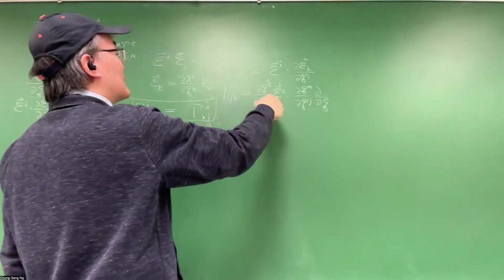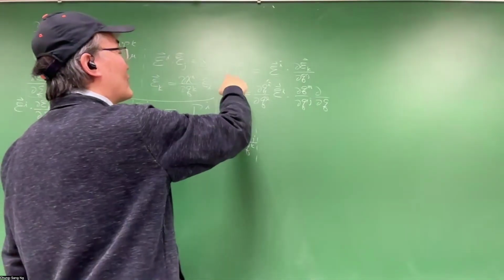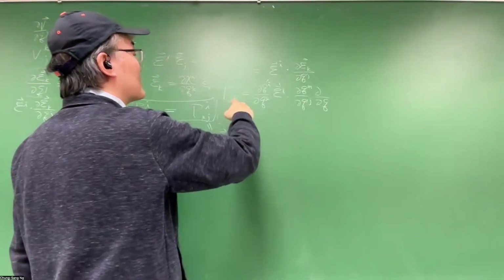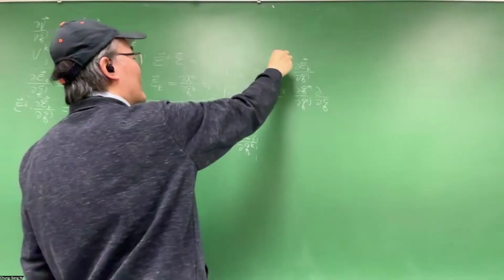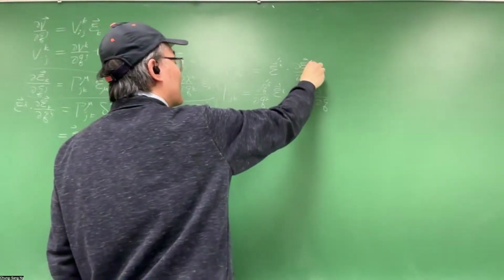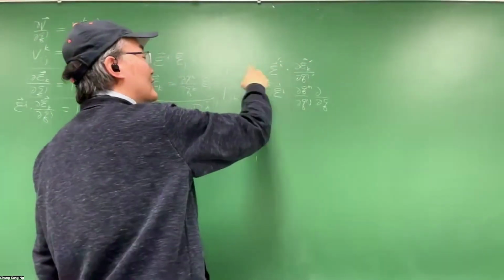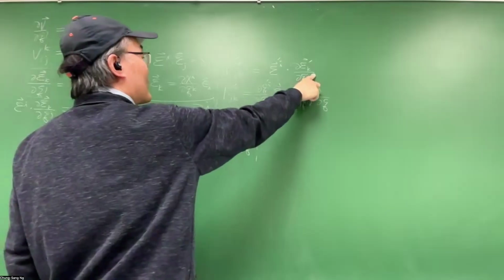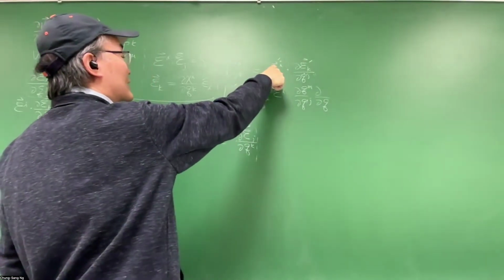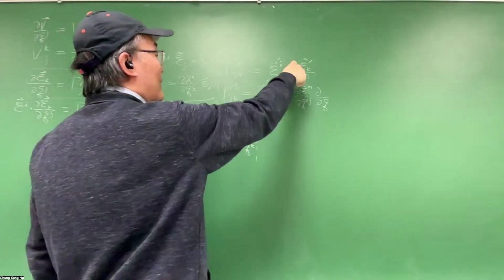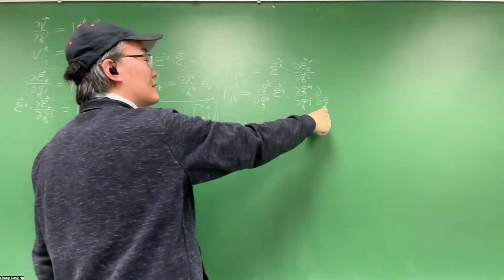I may actually start with this. We want to transform this one to this one. So at first we start with this in the prime coordinate. Everything in the prime coordinate. So this transforms to this one, and this derivative transforms to this one, right?